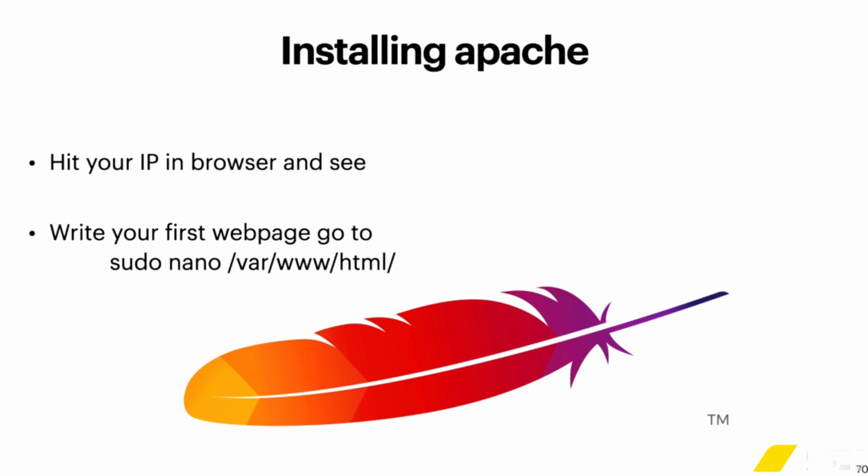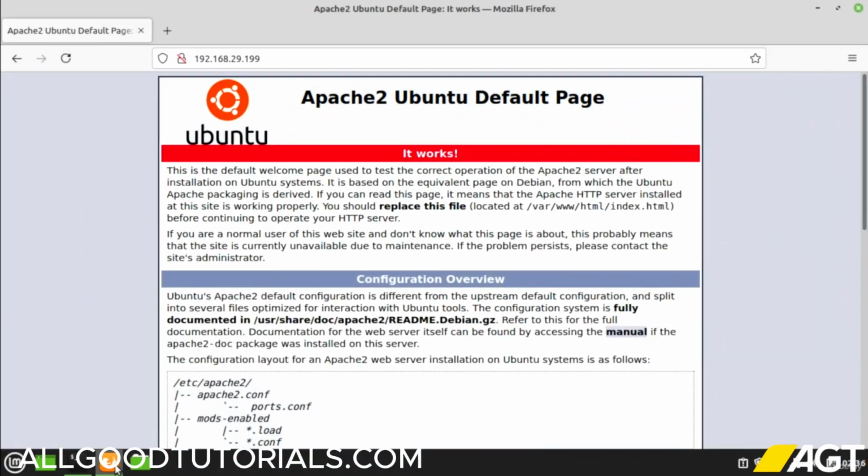But now what we are going to do is change the default page from the Apache default page to our own default page. Let's go to the machine and see. This is the Apache 2 landing page, which we are seeing over here. This website is also saying that we can replace this file inside /var/www/html/index.html with our own page.